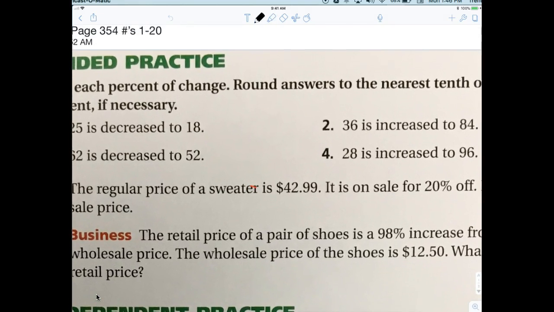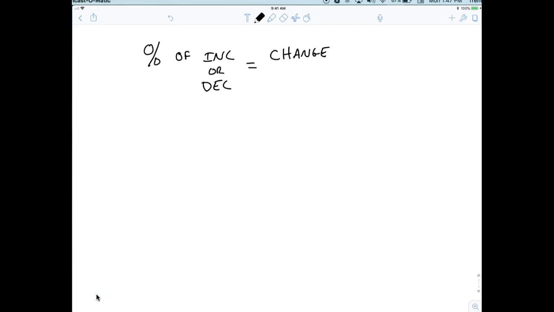I'm going to write it down here so you can see it. The percent of increase or decrease. This is the formula, so I need everybody to write this down. Percent of increase or decrease is always the change divided by the original amount.